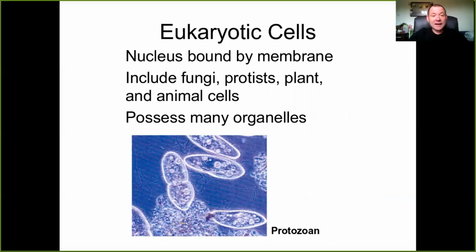Eukaryotic cells: the nucleus is bound by a membrane. There is a nuclear membrane, sometimes called a nuclear envelope, around the DNA. Eukaryotic cells include fungi, protists, plant and animal cells. They can possess many, many different organelles.